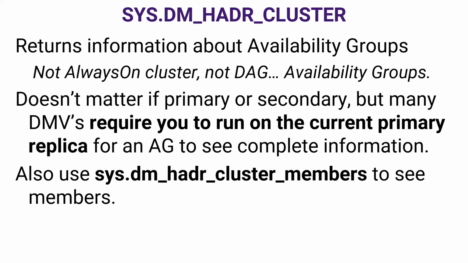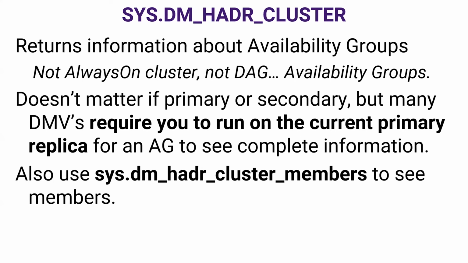And then sys.dm_hadr_cluster, talking about availability groups now. And by the way, it's not an Always On cluster. That's a marketing term. It's not a DAG. That's an Exchange term. It's availability groups. Just please say availability groups. It doesn't matter if it's the secondary or the primary replica, but many of these DMVs do require you to run on the current primary replica. This will still work, you just won't get all the information back if you run it on the secondary replica of an availability group.